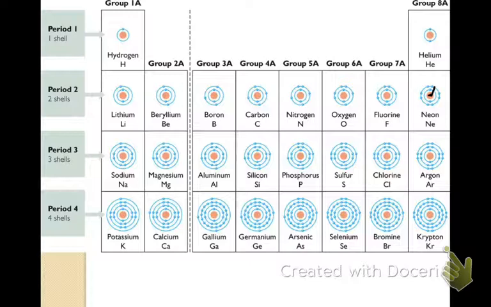As we go down, there's a greater radius because, again, there are more energy levels, but also because there's more shielding. So these negative electrons, let's take a look at potassium, are all repelling one another, meaning they want to get as far away from one another as possible. So because of that, the radius itself is getting larger.